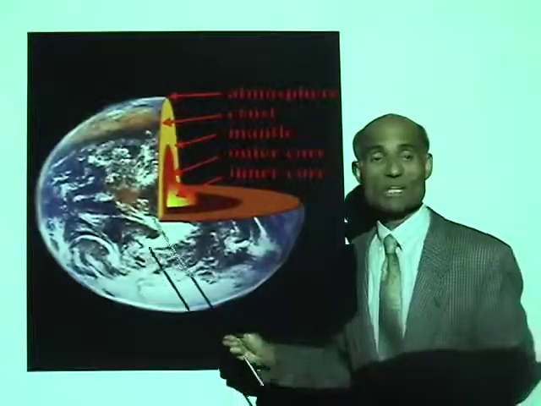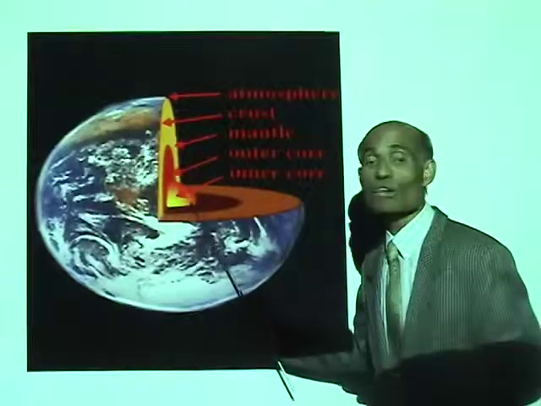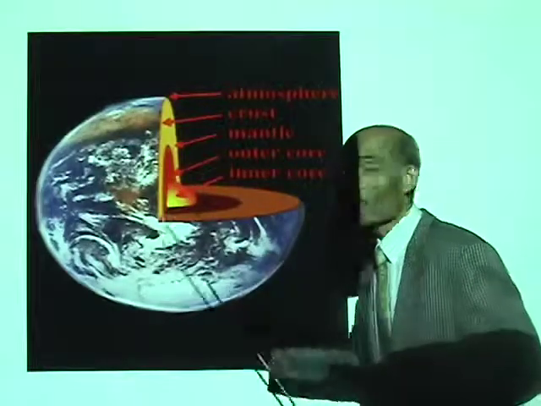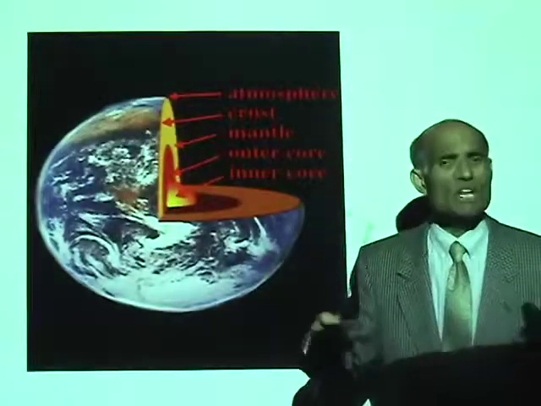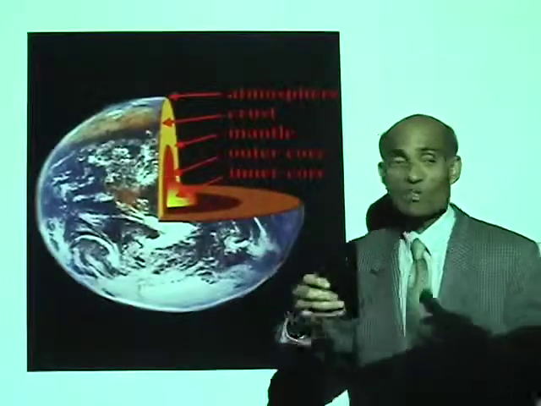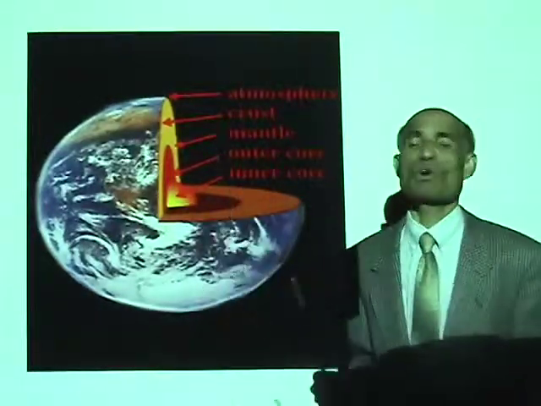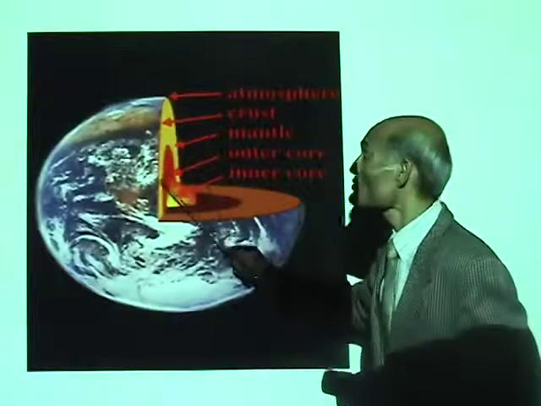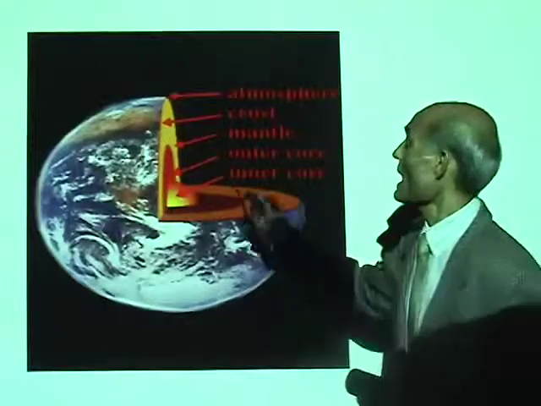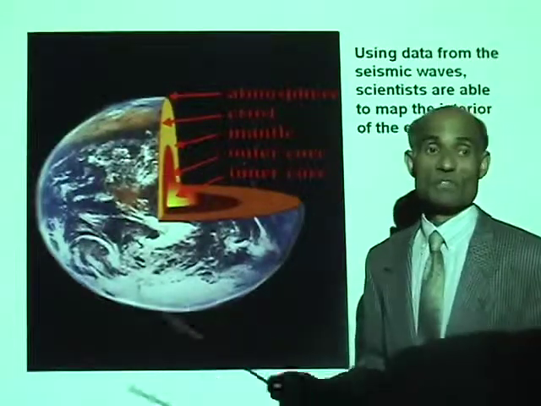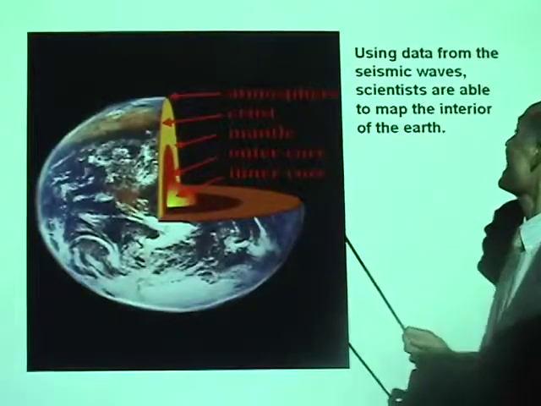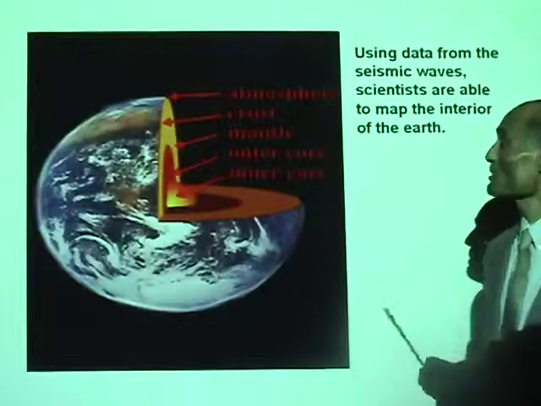So look at that once again. We have a solid inner core mostly of iron. We have a liquid outer core mainly of liquid iron. Then we have the mantle. The mantle is actually the biggest part of all this. And the crust, we talked about the crust that is made up of the rocks and minerals, and of course the atmosphere. So using data from seismic waves, scientists are able to map the interior of the earth.